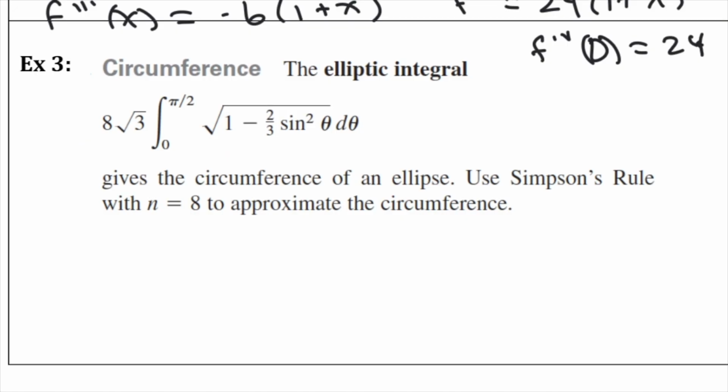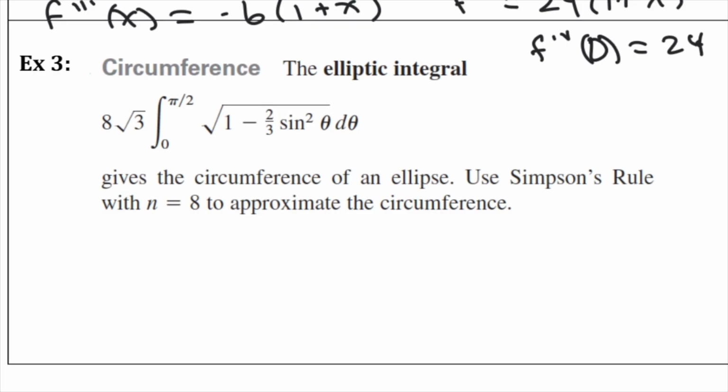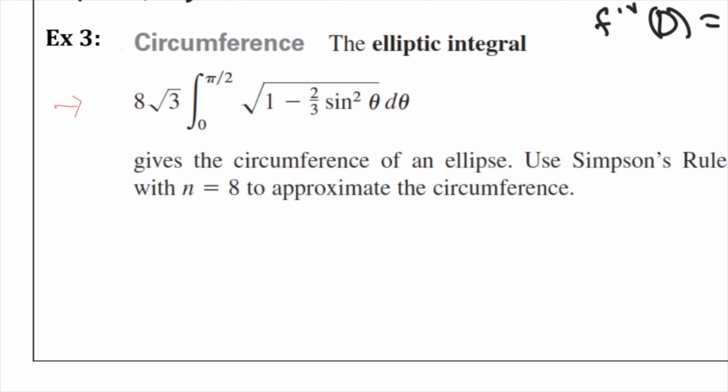For example 3, though, we have this complex integral. Doesn't it look like fun? We don't know how to integrate that problem. And it gives the circumference of an ellipse. We're going to use Simpson's rule with n equals 8 to approximate this circumference. We're not even going to think about the error. We're just, once again, going to use Simpson's rule. So our delta x in this problem is going to be pi over 2 divided by 8, which gives us pi over 16 as delta x.